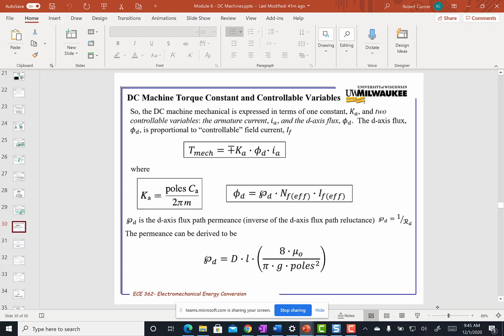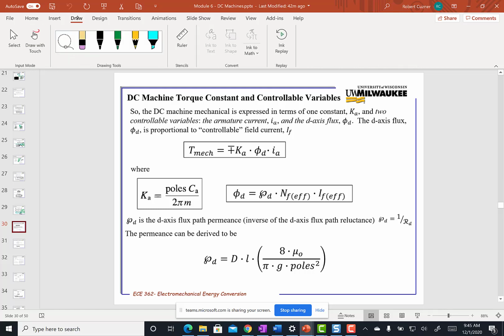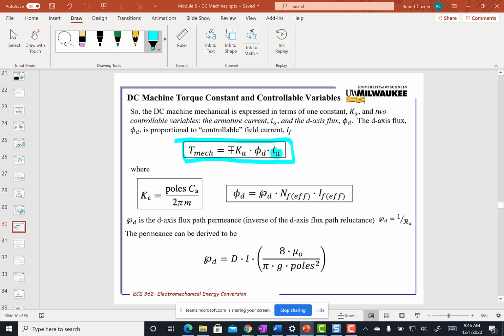Now, I'm showing you the notes. We got into slide 30 here. This is the way that ultimately we can represent things, and in the book, the way that these things are represented. So we're going to simplify down the mechanical torque to this expression here. And this is the armature current.